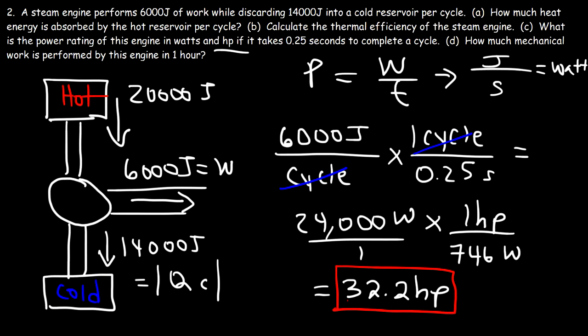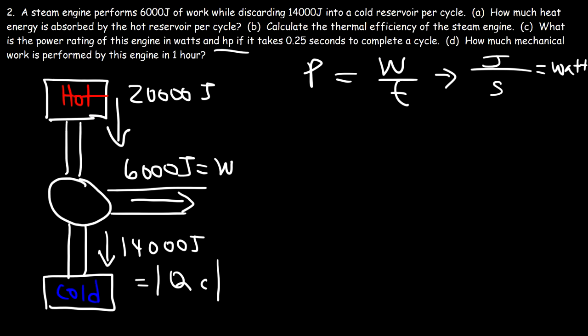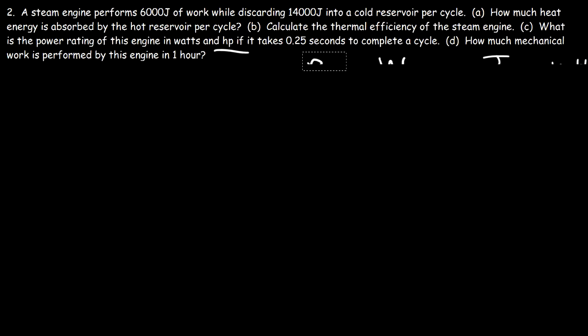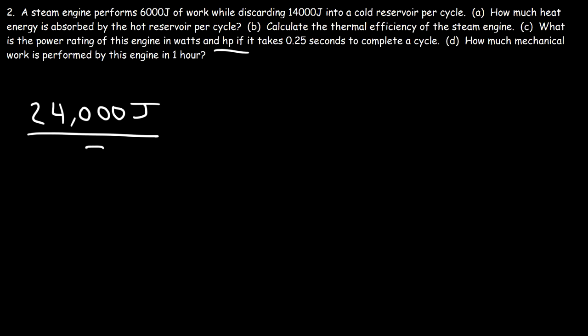Now, how much mechanical work is performed by this engine in 1 hour? So how can we get that answer? What we need to do is start with the power rating. We said that the power rating is 24,000 watts, which is equivalent to 24,000 joules per second. But actually, I'm going to start with hours. So the time is 1 hour.